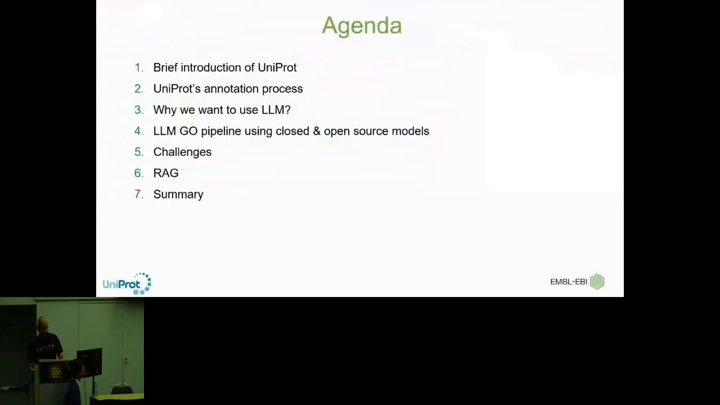Yeah, just to set the agenda, basically, Ohelian has already introduced UniProt, and you already know UniProt in detail, but I'll briefly introduce, just for the premise of the presentation, what is UniProt, the annotation process which we follow, and why we want to use large language models, and our tries with the open source and closed source models, the challenges we are facing, and one of the ways to mitigate the challenge is retrieval augmented generation, RAG system, and then I'll summarize.